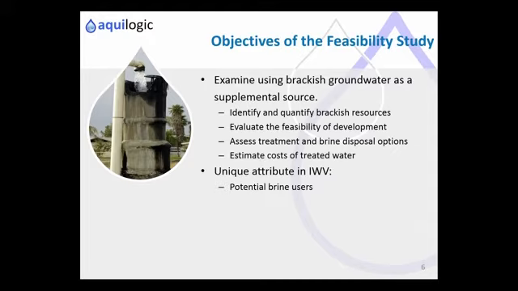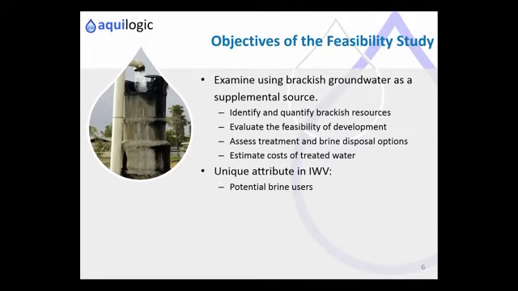Our overall objectives are to examine using the brackish groundwater as a supplemental source. We want to identify and quantify the results, the feasibility of development. Yes, they may be there, but can they economically be developed? What are the treatment and brine disposal options to minimize the overall capital and operational cost over the long term?